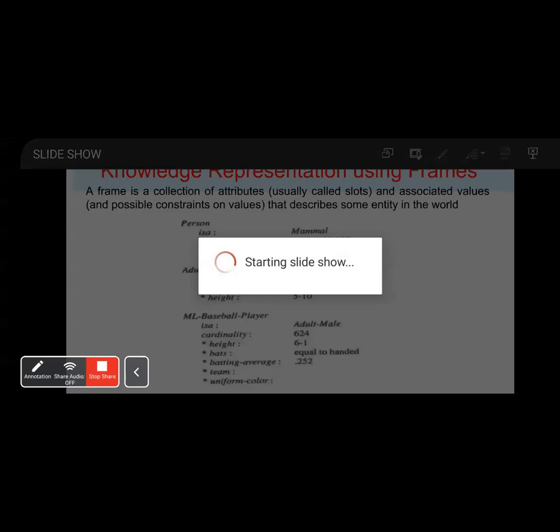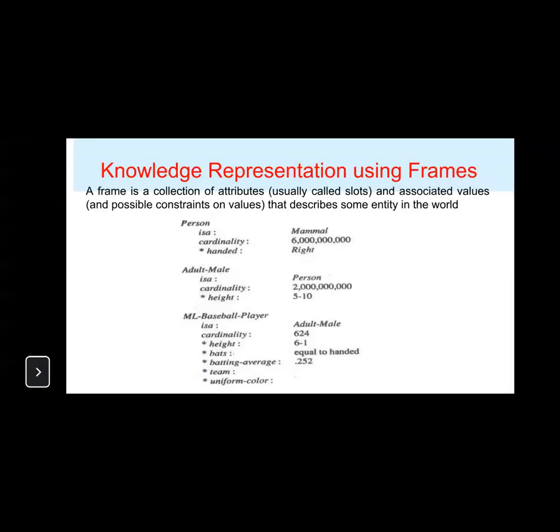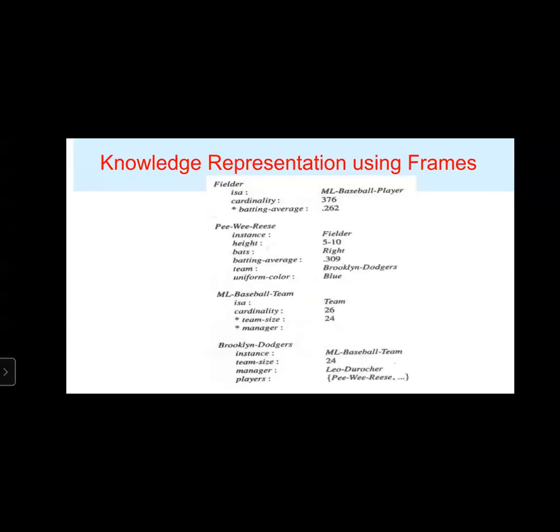Knowledge representation in frames. What is a frame? A frame is a collection of attributes, usually called slots, and associated values and possible constraints on values, that describe some entity in the world. This is an example of a frame: Person, gender, male, ML baseball player, fielder, PV Reese, ML baseball team, Brooklyn, Georgia.